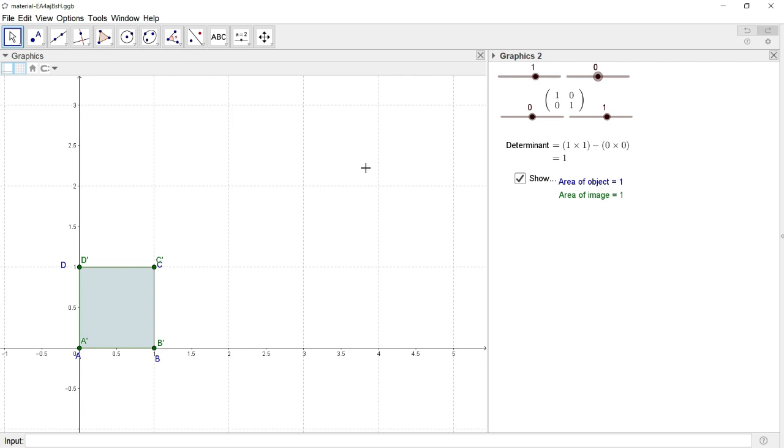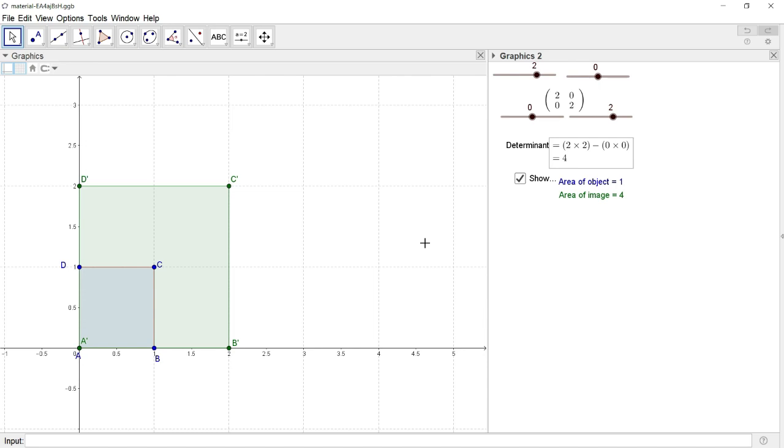Initially, when the value of the matrix is 1 0 0 1, that is the identity matrix, both object and image coincide. But when you change the value of the matrix from the identity matrix, the shape of the image also changes. Now let's make this matrix 2 0 0 2. Now we can see that the image gets enlarged. Both of its edges are double now. Now the area of the image is 4 units. The value of the determinant is also 4 units.